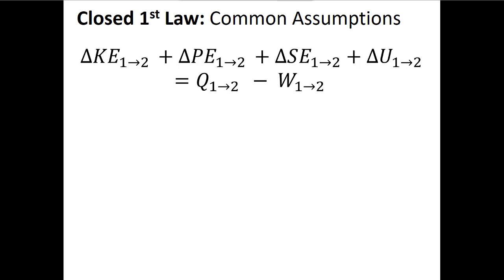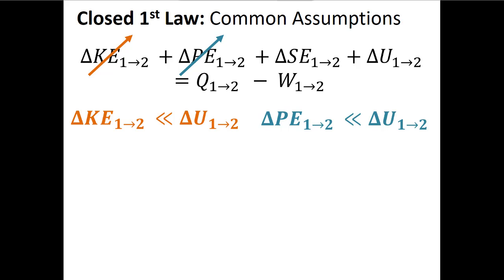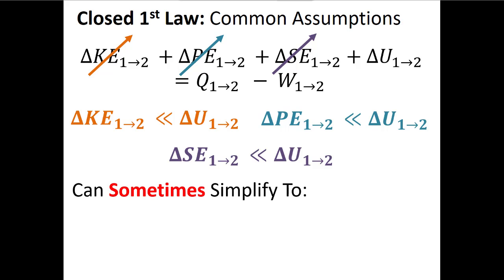Now you might look at this and get a little bit frustrated because there's a lot of terms here. Well, the reason that we split it up like this is because typically in the problems we're going to do in this class, the change in internal energy is much bigger than all these other energy changes. So we'll often be able to neglect the change in kinetic energy, potential energy, and spring energy. And our closed version of the first law will be U2 minus U1 is equal to Q minus W.